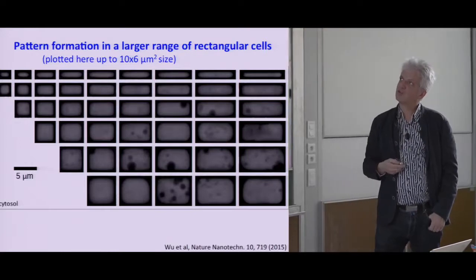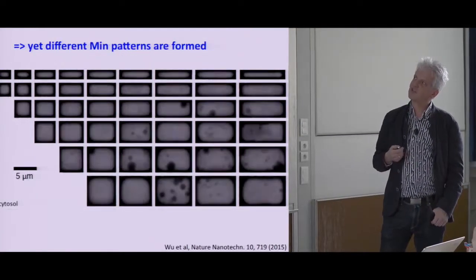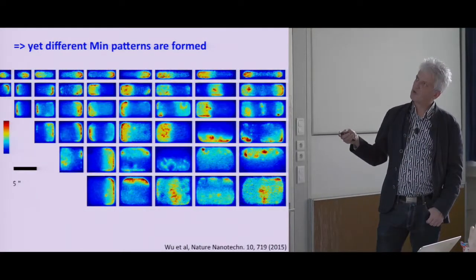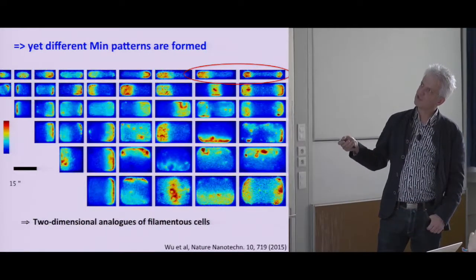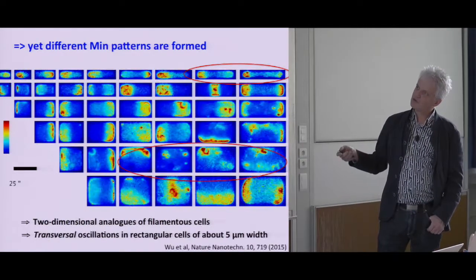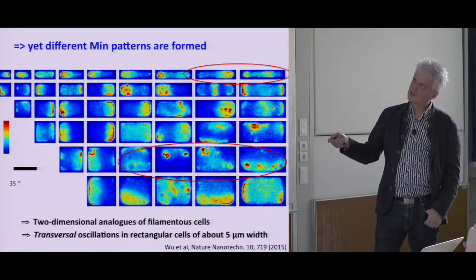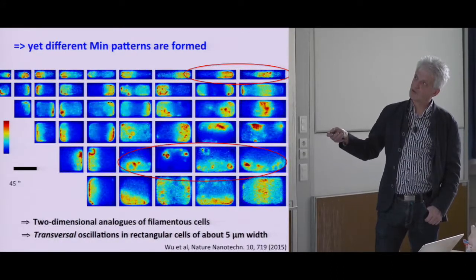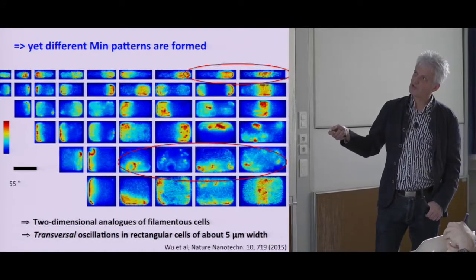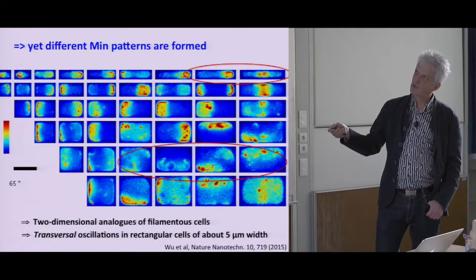We also get different shapes, like rectangular cells. We see yet other patterns, for example, higher order modes, if you make very long cells, a bit like filamentous cells. But also, interestingly, transversal modes. So for most of these patterns, the long direction picks up the oscillation side to side, like a pole-to-pole oscillation.